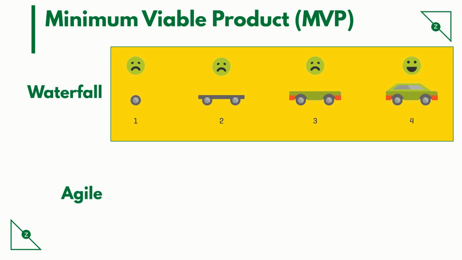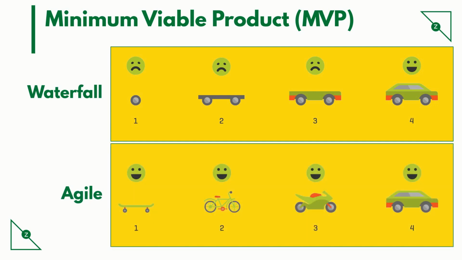If we do it in Agile model, it would look something like this. At the end of iteration 1, we have a skateboard. Though it may not be a car, it is still usable. At the end of iteration 2, we have something more practical, a bicycle, which has been improvised from a skateboard. At the end of iteration 3, we have a motorized bike, and at the end of iteration 4, we have a completely built car. As you can see, the customer need not wait till the end of iteration 4 to realize some value. Every iteration delivers incrementally increased value on the product.